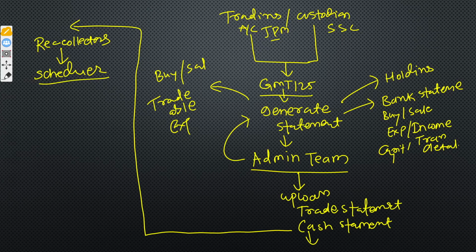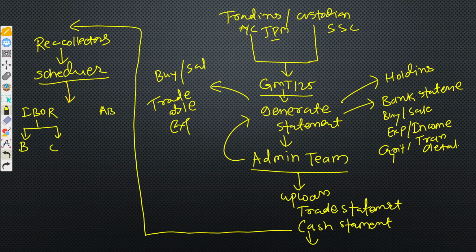So this application sits between IBOR, the investment book of record, meaning broker and custodian, and ABOR, the accounting book of record. The scheduler helps to upload data from IBOR to ABOR. ABOR means your fund book. Here I'm talking about, let's say, Geneva.